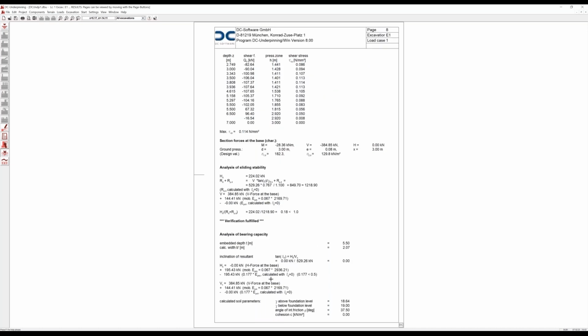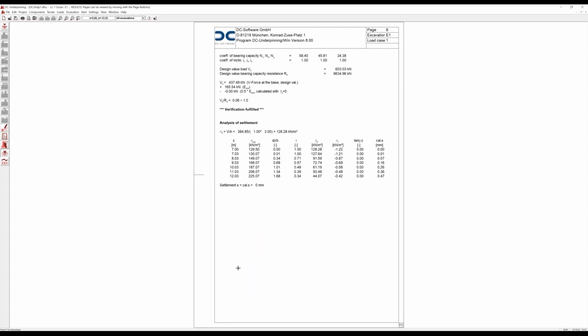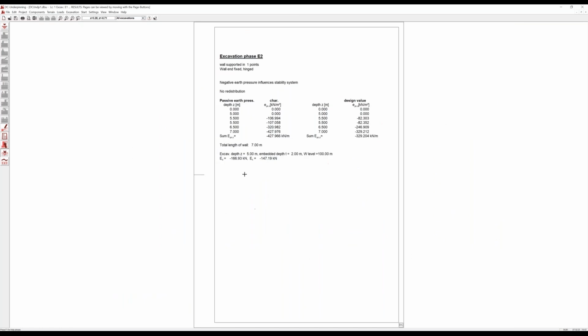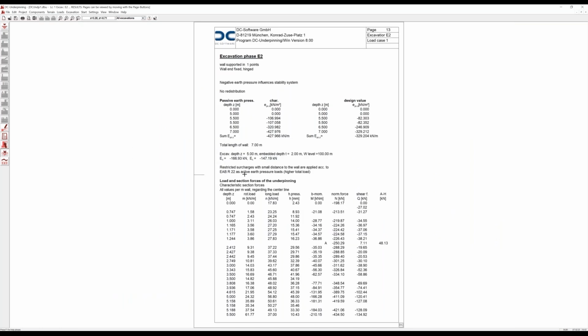within the wall. And then we have different external stability checks, for example, the sliding stability, bearing capacity, with some special options defined in the German standard here. And we have the settlement under the wall. And then the same is done for the second excavation stage.